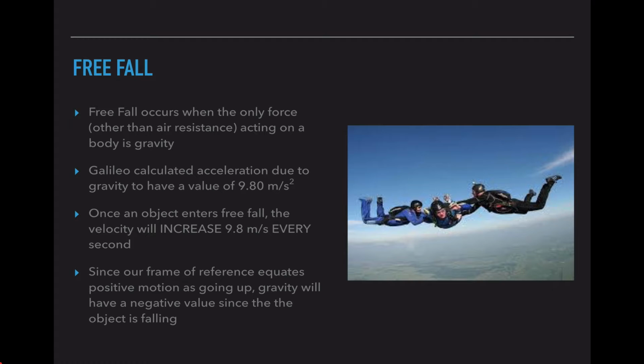Okay, so an object will increase its speed after every second it travels at a rate of 9.8 meters per second. Since our frame of reference normally equates the positive motion as going up, gravity actually has a negative value since the object is falling downwards towards the ground. Just think of it in terms of a graph or a number line. Our positives always go up and to the right, so since things are falling downwards, they would have a value that is negative. So here's an example of a free fall video.